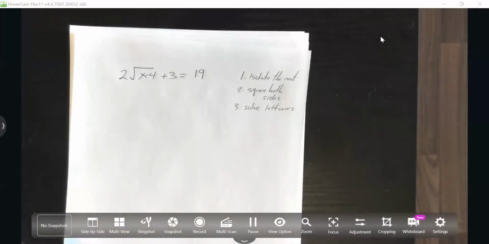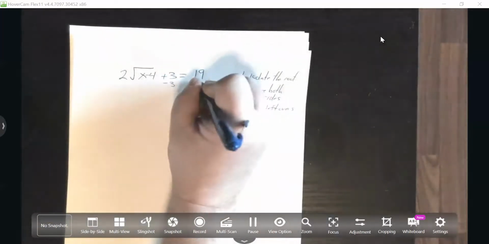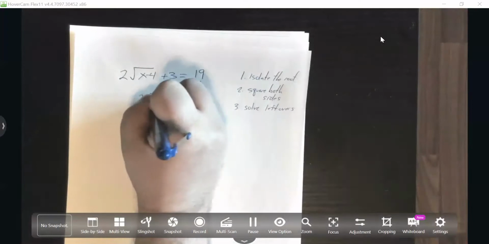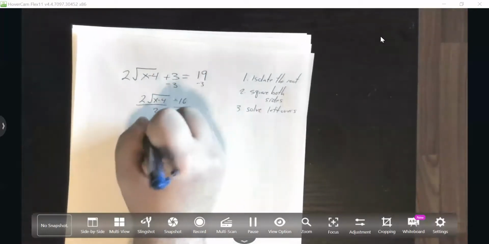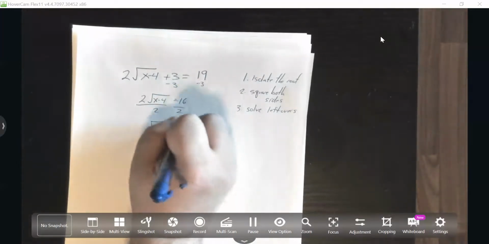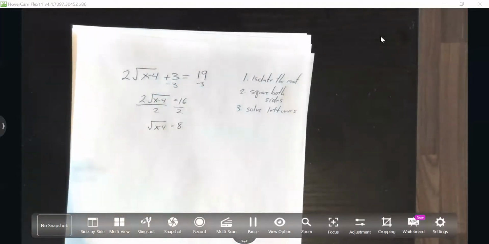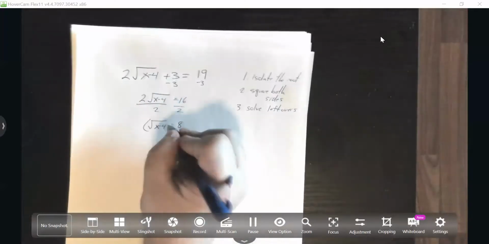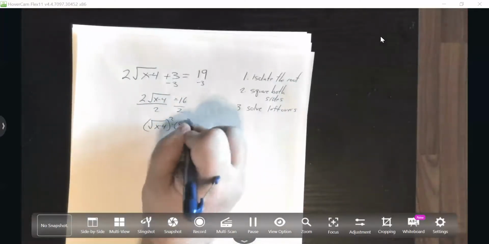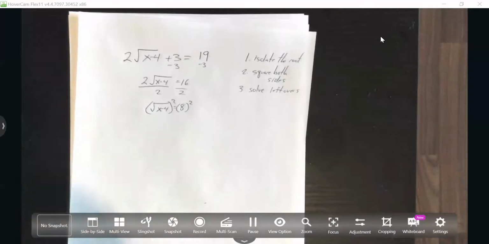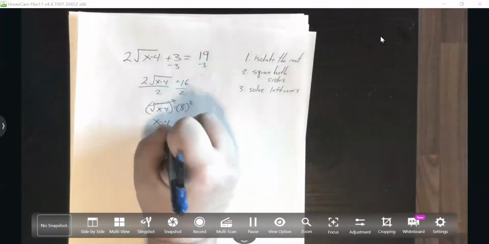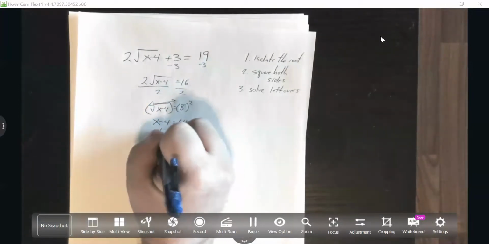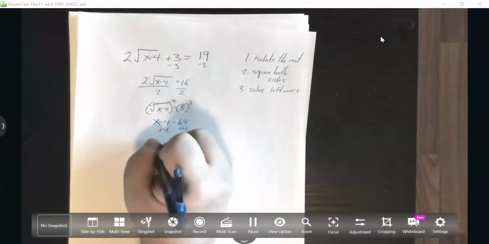So step 1 was to isolate the root. I could subtract 3 from each side, giving me 2 square root x minus 4 equals 16. I can divide both sides by 2, giving me square root x minus 4 equals 8. All right, so that's step 1, we isolated it. Step 2 was to then square both sides to get rid of that square root. We talked about how squares and square roots, or parabolas and square root graphs, are inverses. So we're using inverses to cancel them. We get x minus 4 equals 64. And finally, we could solve whatever was left over.